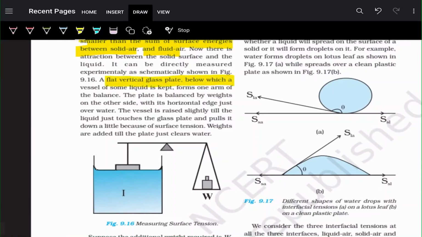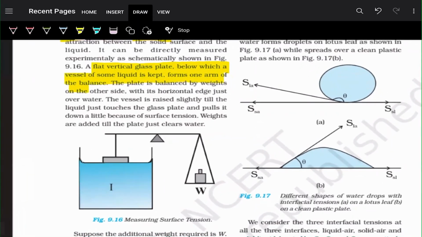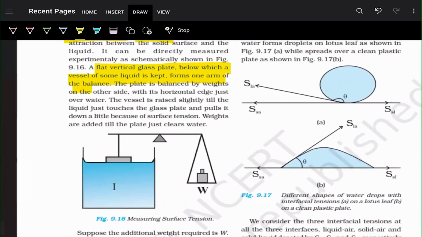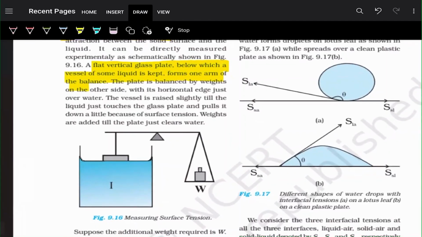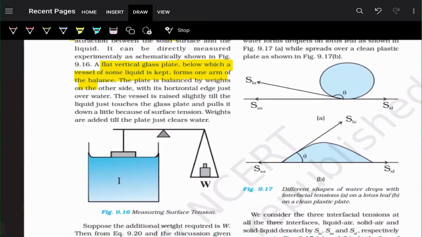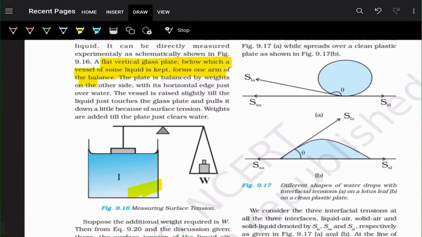A flat vertical glass plate below which a vessel of some liquid is kept forms one arm of the balance. See, a flat vertical glass plate, below which a vessel of some liquid is kept. Forms one arm of the balance. And the other arm, the plate is balanced by weights on the other side.